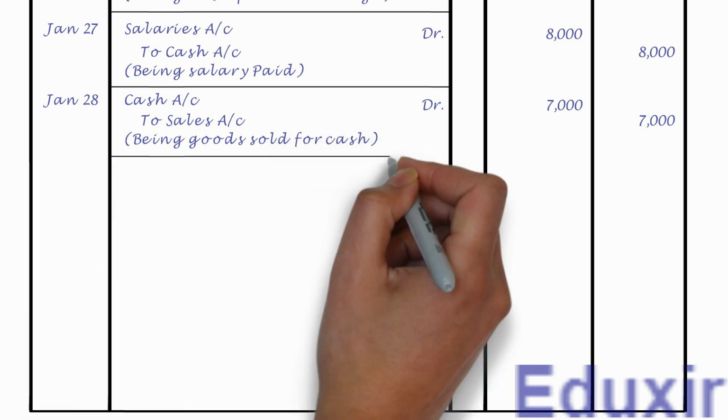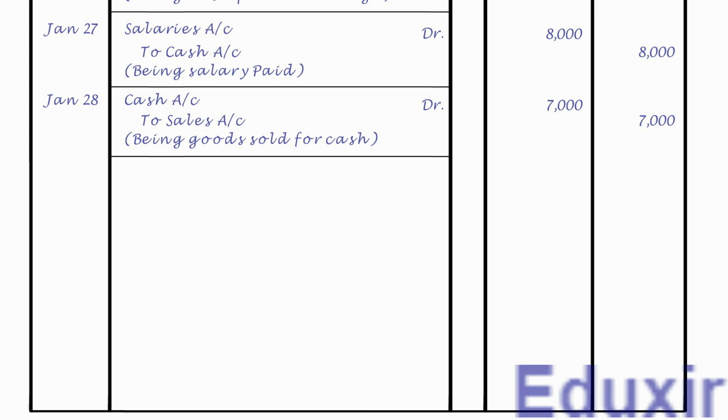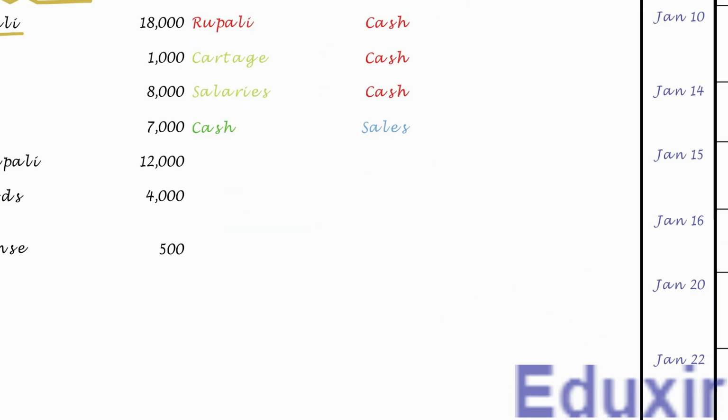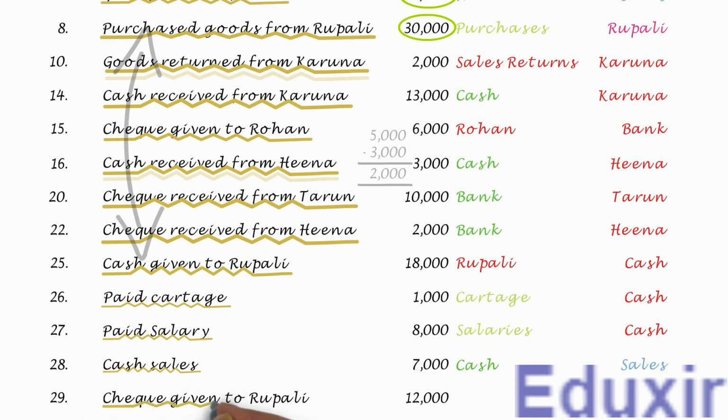Let us now draw a line to mark the completion of generalizing of this transaction. That completes the generalizing of this transaction. Let us now take up the next transaction. In this transaction, the business is giving a check for 12,000 rupees to the creditor Rupali.